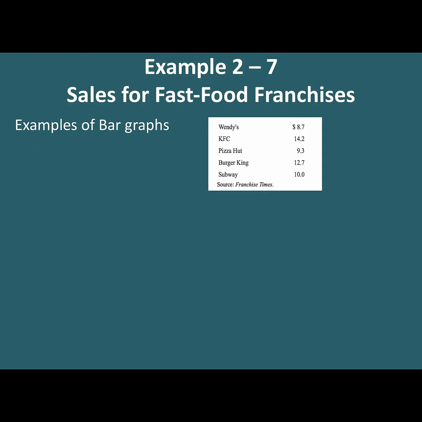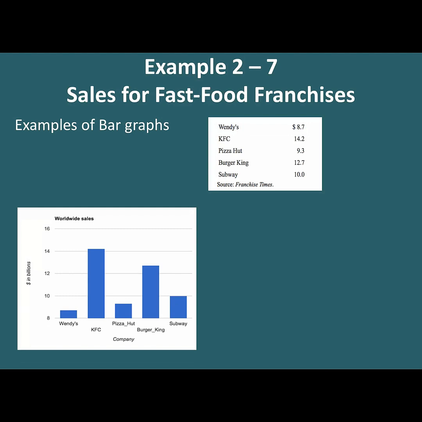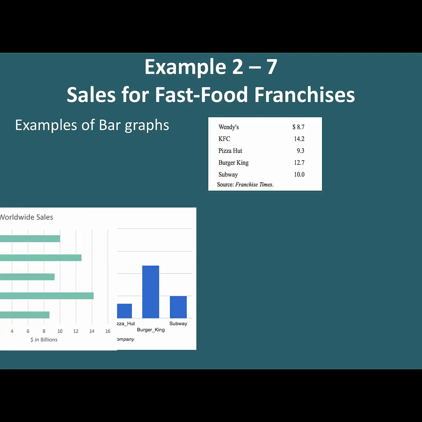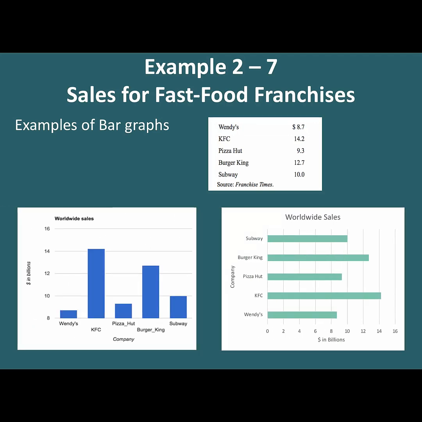Some examples of bar graphs are as follows. As Wendy's has 8.7 billion, KFC 14.2, Pizza Hut 9.3, Burger King 12.7, and Subway 10 billion, we have the following bar graphs. One bar graph can be summarized in the following way, where the x-axis represents the franchises and the y-axis represents frequency in billions of dollars.